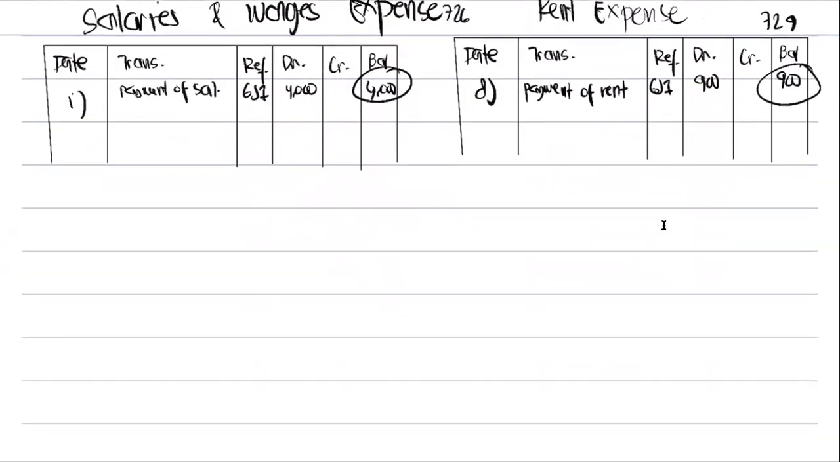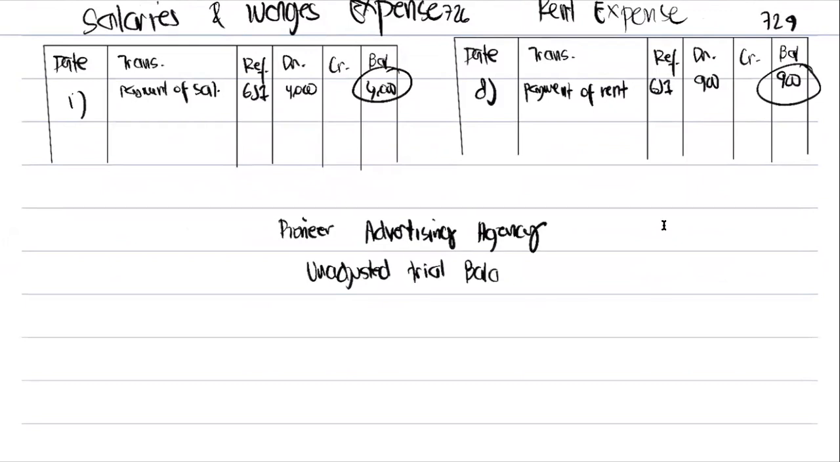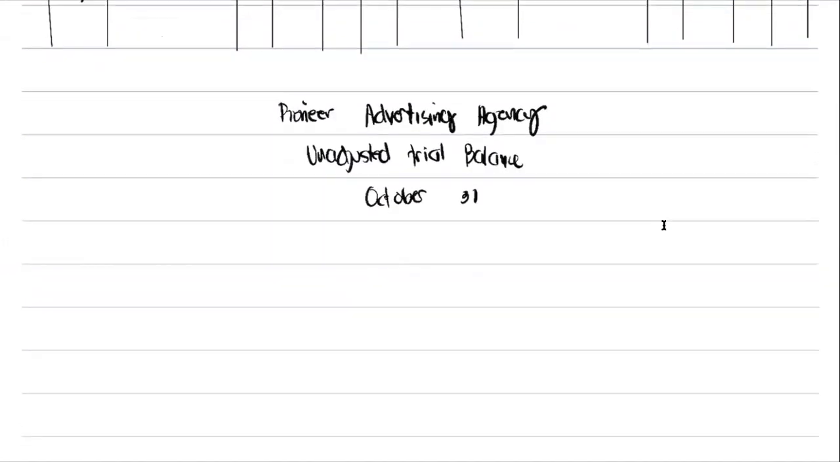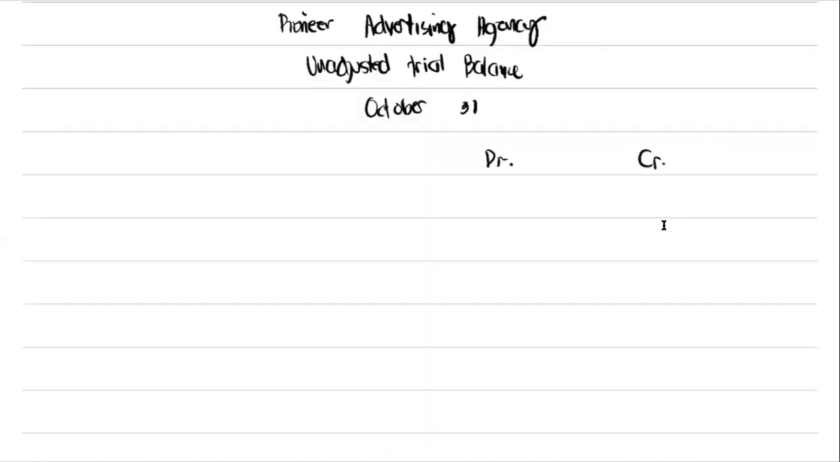Okay, so in your unadjusted trial balance, you have here your Pioneer Advertising Agency, then unadjusted trial balance. Let's say this is October 31. So we have here a debit and a credit. So guys, what you need to do is, again, list down all the accounts. And then after listing down all the accounts, the next thing that you need to do is to get their amounts and place them in their normal balance.